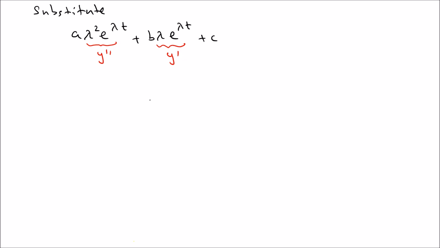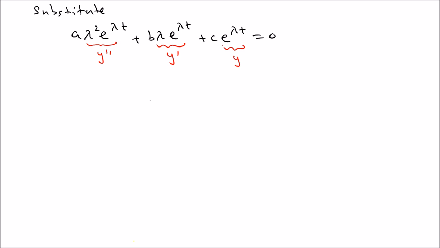Substitute. So if you substitute, you're going to get a lambda squared e to the lambda t. That's the first one, plus the second term b a lambda e to the lambda t. That's for y prime, because this is y double prime, this is y prime, plus c e to the lambda t equals 0. This is y. So we're going to substitute for y.